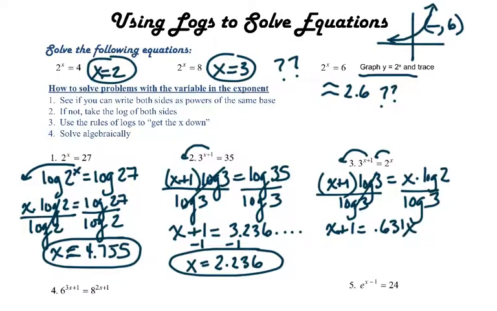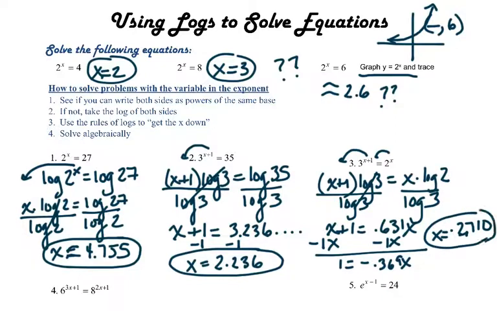So x plus 1 equals 0.631x, right? There's still an x there. So if I subtract 1x from both sides, here I'm going to get 1 equals negative 0.369x. So I'm going to have to divide that out and get an answer of negative 2.7, it's actually 2.710 there, 2.710. So you got to be a little careful with that one with x's on both sides.